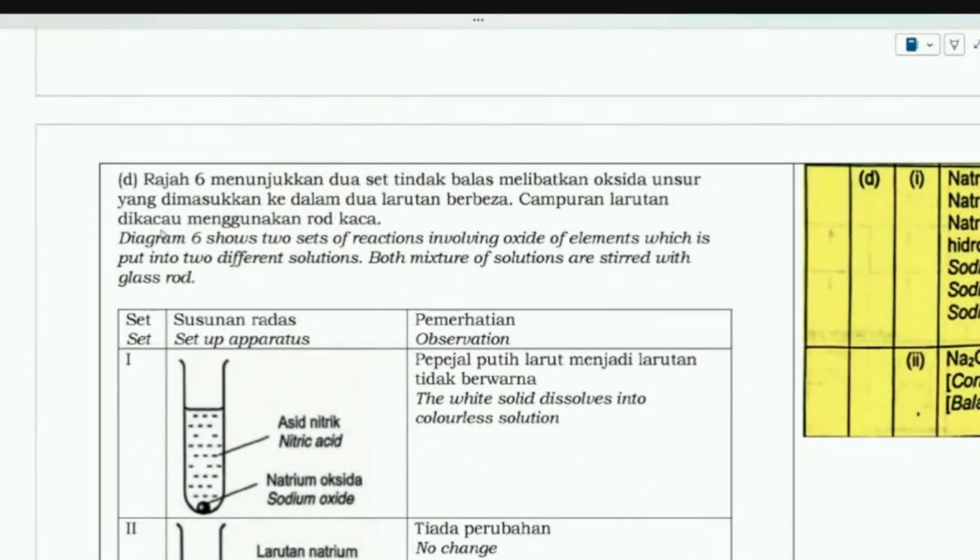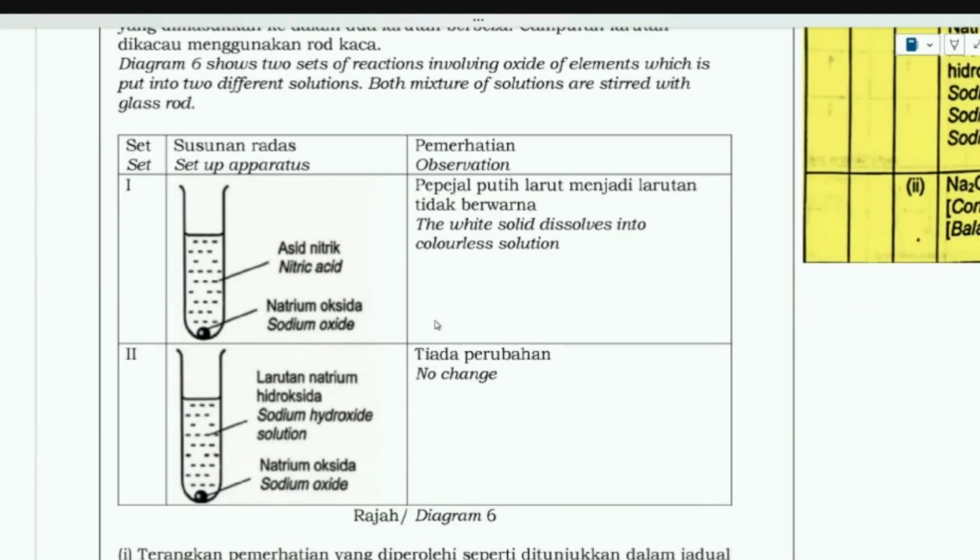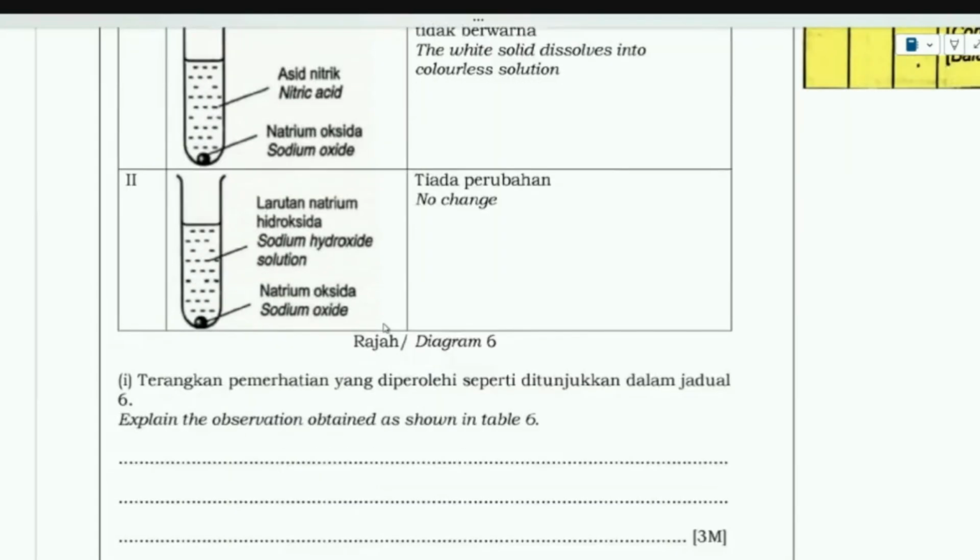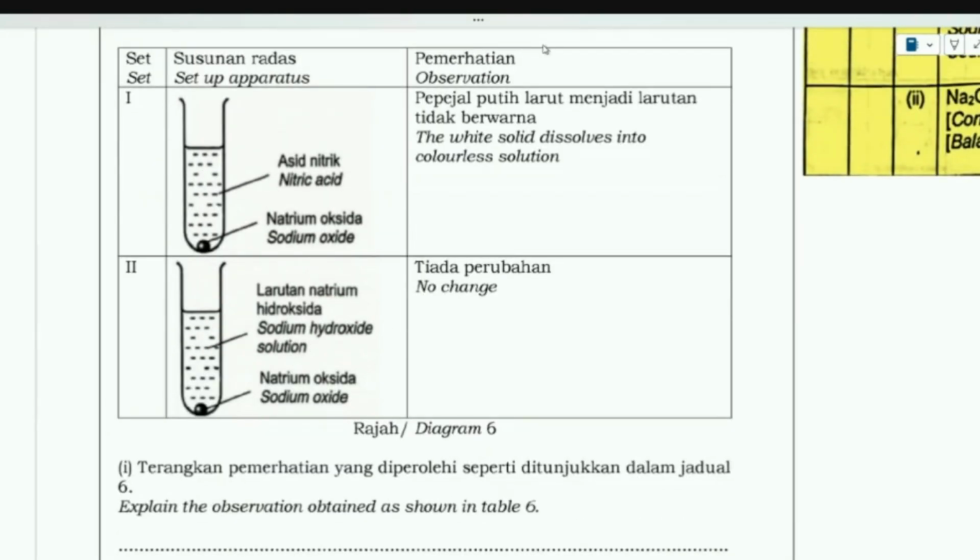Okay. The diagram shows two sets of experiments involving sodium oxide, which is put into two different solutions. Both are stirred with a glass rod. So here, the constant variable will be the sodium oxide. Both are the same. The first one, you put into the acid. The second one, you put into the sodium hydroxide solution. This one has no change, but in this one the white solid dissolves and forms a colorless solution.